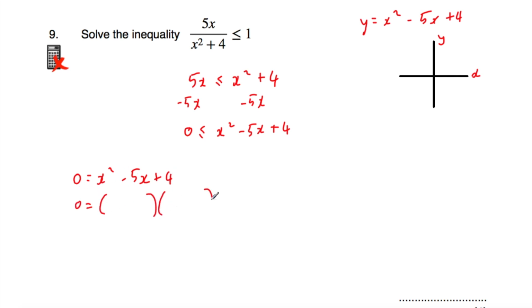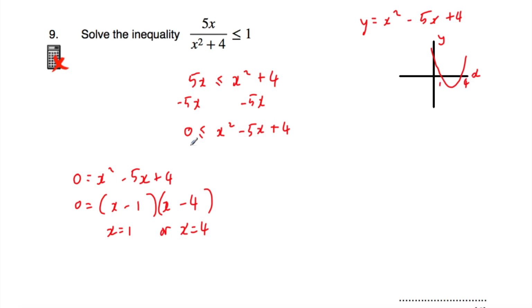So it's bracket x, bracket x. And we want to find two numbers that multiply together to be 4 and add together to be minus 5. So I'm thinking minus 1 and minus 4, because minus 1 times minus 4 is 4, and minus 1 plus minus 4 will be minus 5. So that means that either x is equal to 1 or x is equal to 4. So there are two values of x. So let's sketch our quadratic. It crosses the x-axis at 1 and 4.